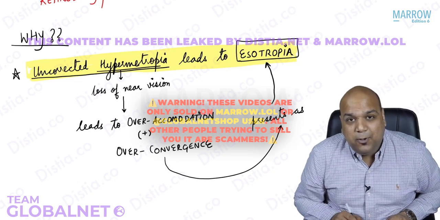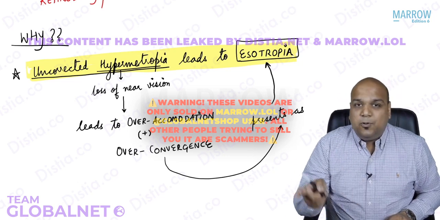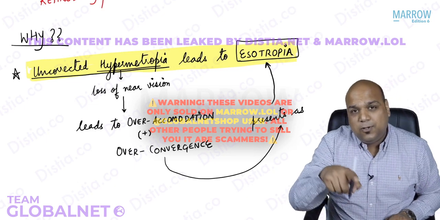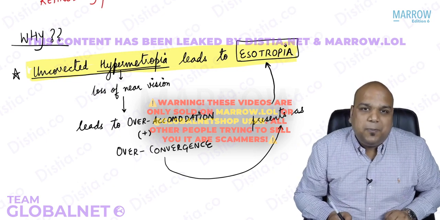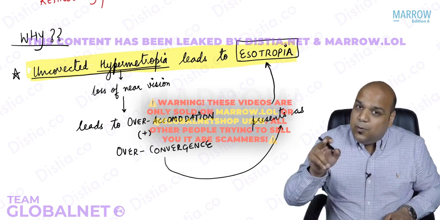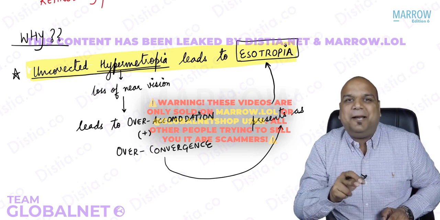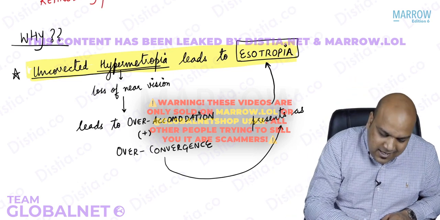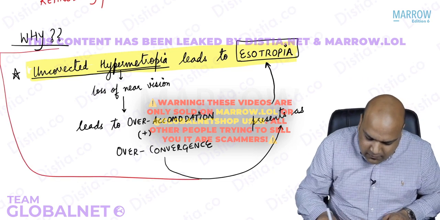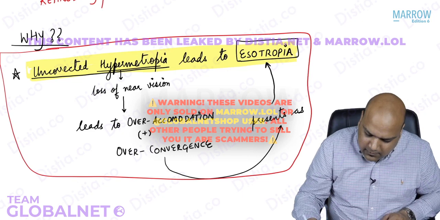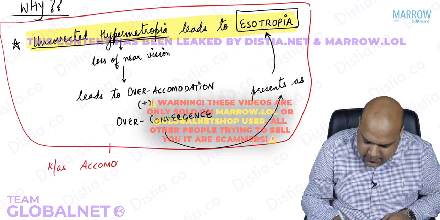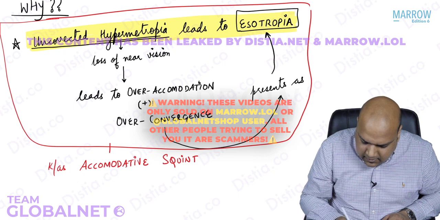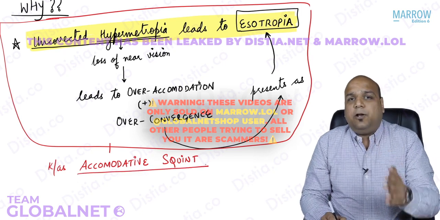So I hope you understand the cycle, everybody. If you have uncorrected hypermetropia, you have loss of near vision. Due to that, you have overactive near reflex, over accommodation, over convergence, and over convergence leads to inward deviation, which presents as esotropia to you. Do you understand this? Do you understand now why I need to assess your visual acuity when you come to me with a case of squint, everybody? This whole phenomenon, everybody, if I box it out, is known as accommodative squint. Accommodative squint because obviously it is associated with over accommodation.